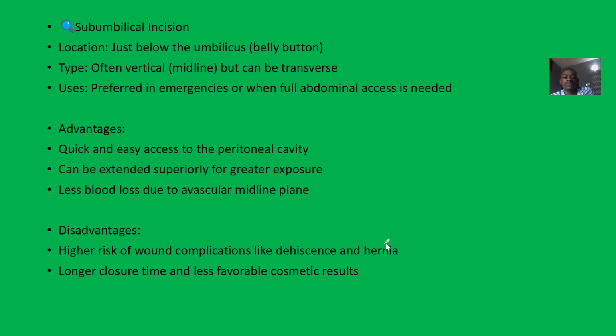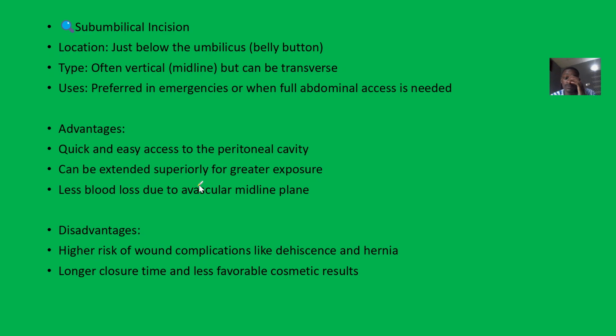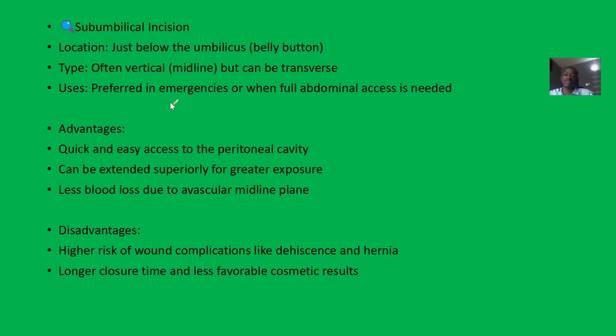So for the subumbilical, which happens to be here, it is anything below the umbilicus but not close to the pubis, just below the umbilicus. It's often vertical and midline. Can you see a line down? It's preferred in emergencies where you can access more structures using that.